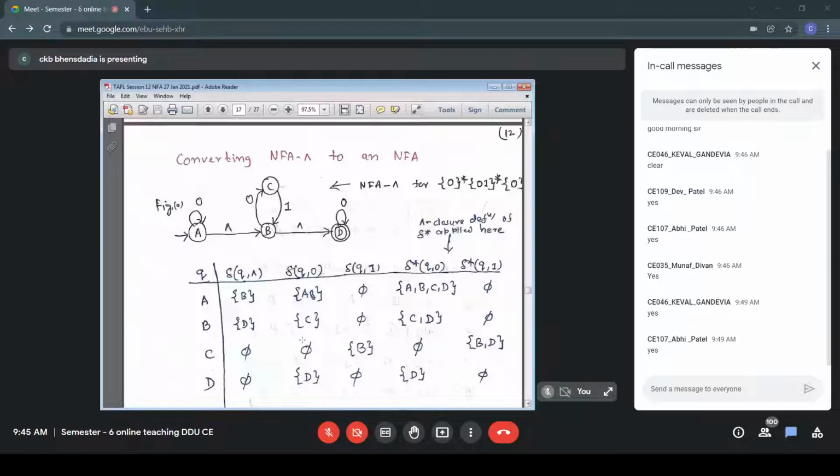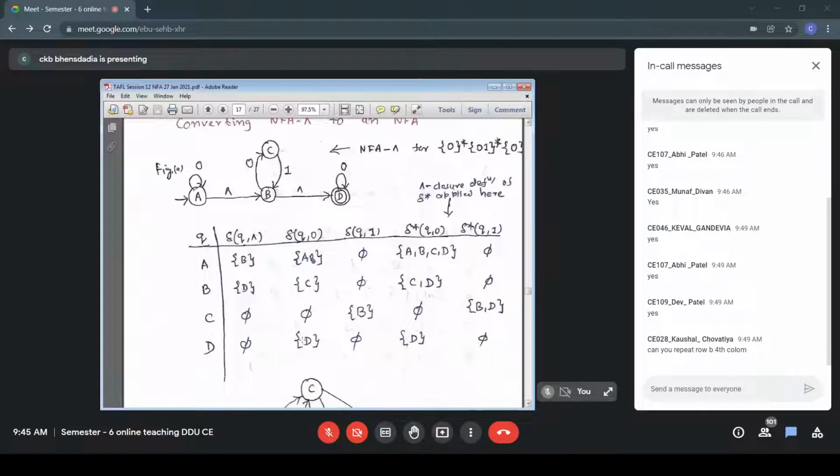Keval, I am getting feedback. Abhi, Dev. Okay. Row B, fourth column. Which one is B? B, okay.